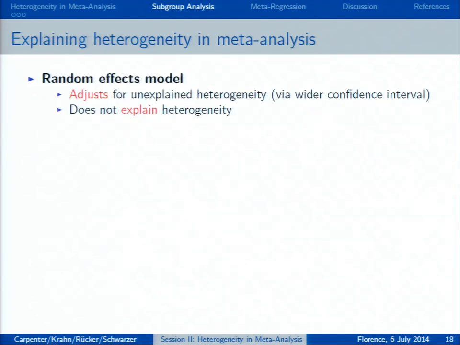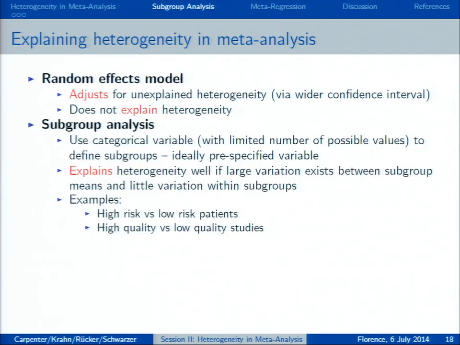So the random effects model adjusts for heterogeneity, but it doesn't explain it. The subgroup analysis actually tries to explain how heterogeneity might be arising because, when we look more closely, our studies fall into different groups, for example, whether or not they used randomization or some other measure of quality, and those that maybe did use randomization give systematically different results from those that didn't.